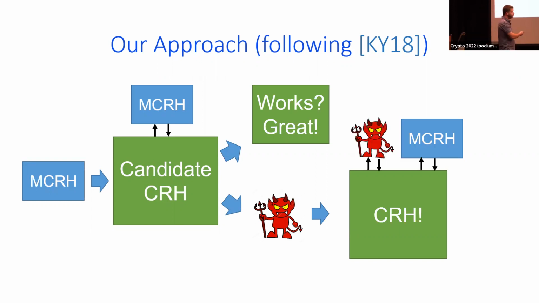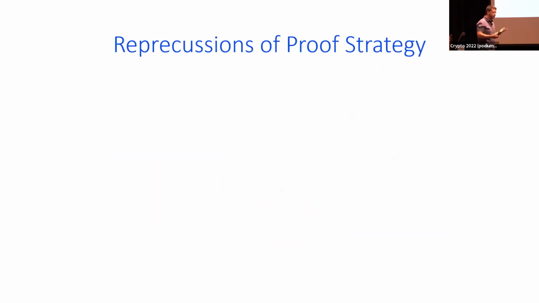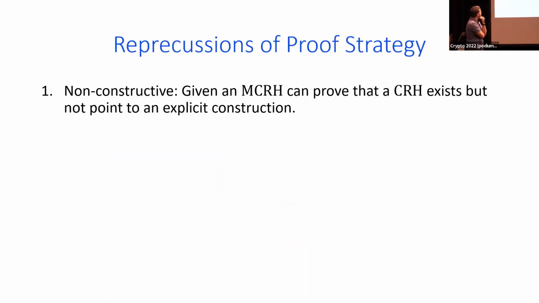And the adversary is used also as a black box. What makes this construction non-black box is that the adversary that we have in the middle might be using the MCRH in a non-black box way, and we inherit that. So this is the high-level view of the construction. And this proof strategy has some repercussions. First of all, it's non-constructive.